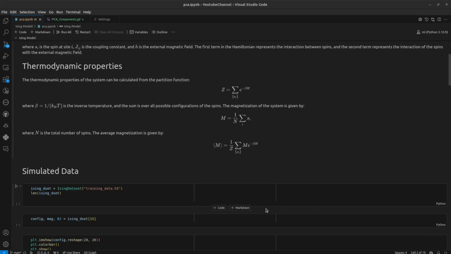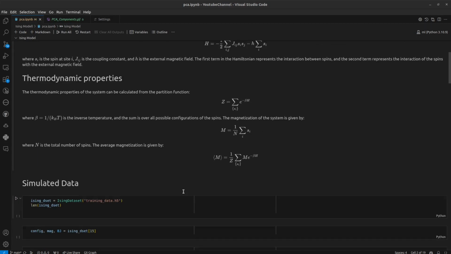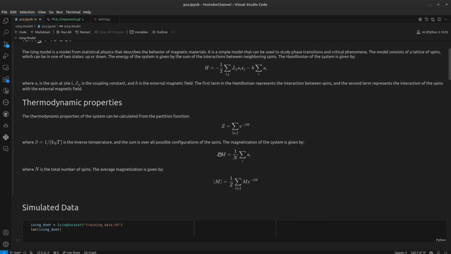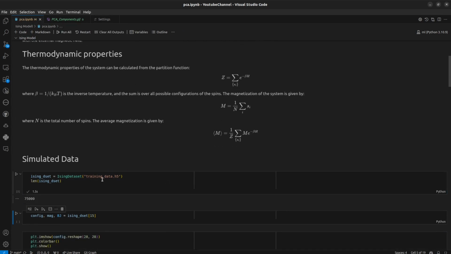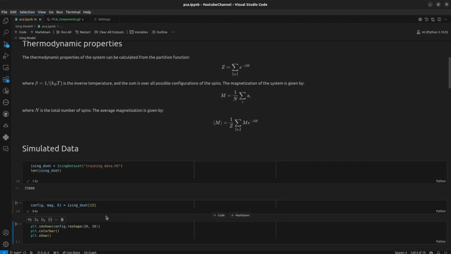Okay, what we are going to do to discover the order parameter, the magnetization, from data, we first have to generate data, and I did so with a Metropolis algorithm, and let's have a look at it. So here in this data set we have 75,000 configurations from our lattice, and we can have a look at what's actually contained in there.